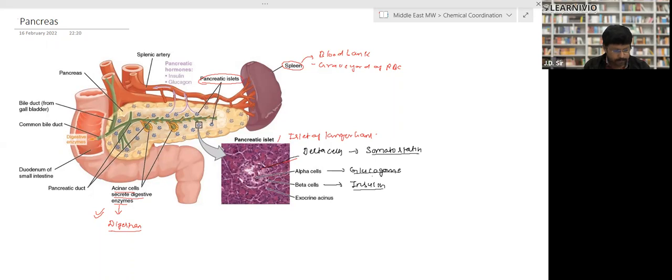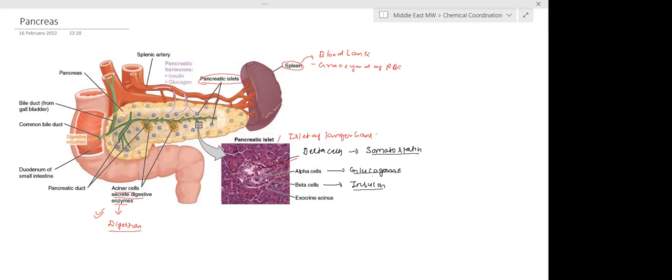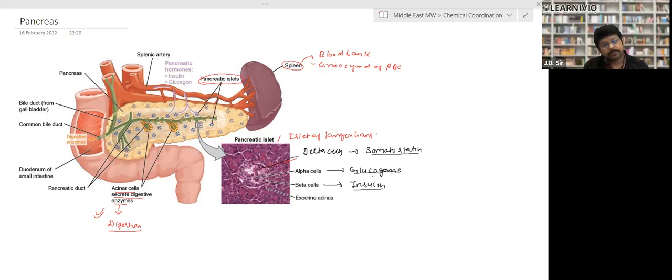Full stop. Sir, can you repeat again? Islet of Langerhans are named after their discoverer. They produce endocrine secretion. Full stop.